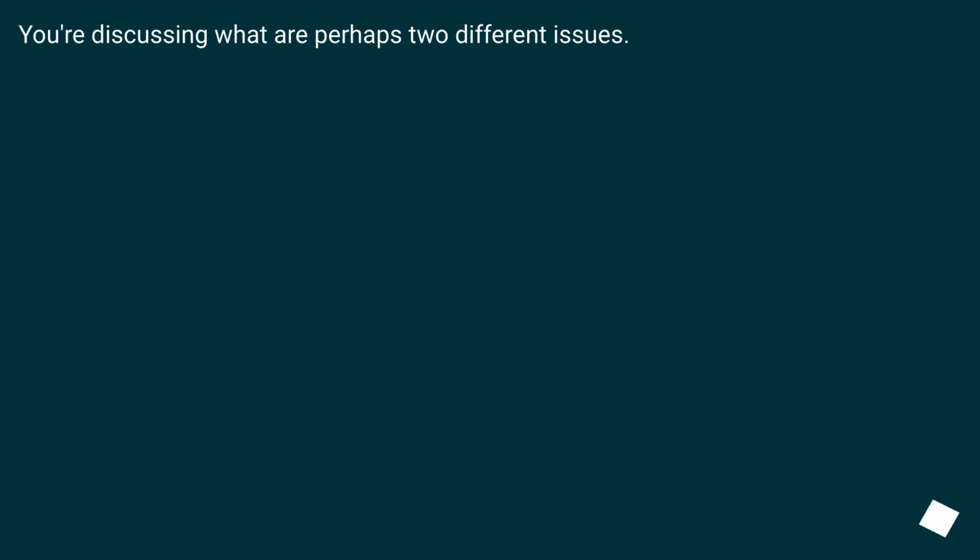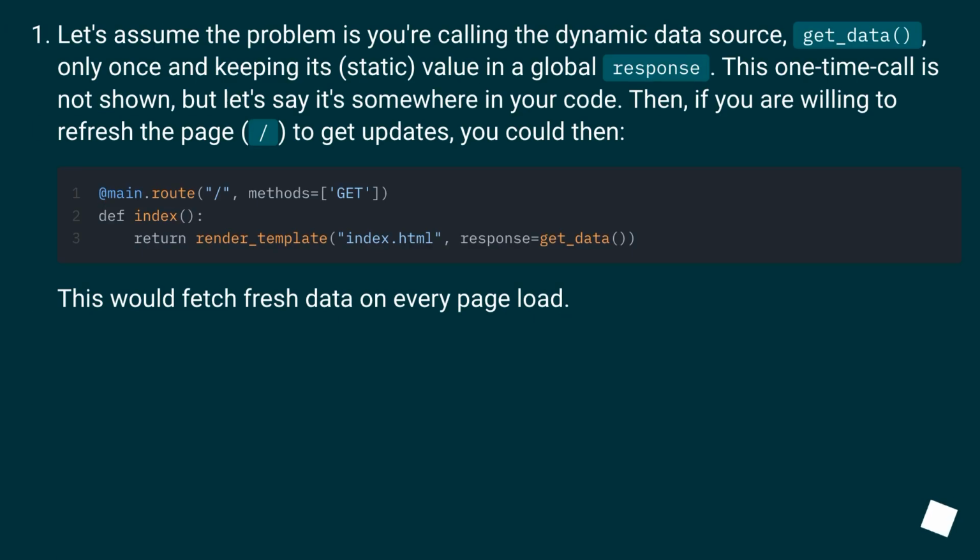You're discussing what are perhaps two different issues. Let's assume the problem is you're calling the dynamic data source, get_data, only once and keeping its static value in a global response. This one-time call is not shown, but let's say it's somewhere in your code. Then, if you are willing to refresh the page, /, to get updates, you could then. This would fetch fresh data on every page load.